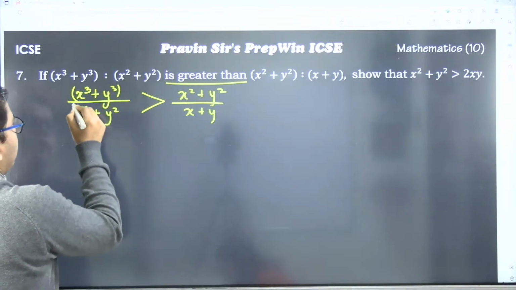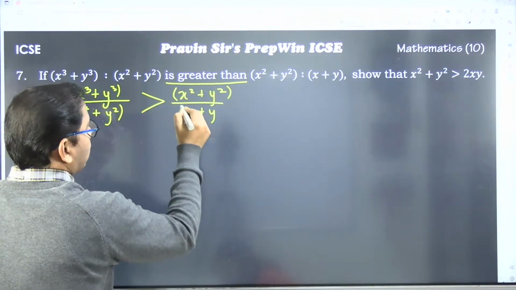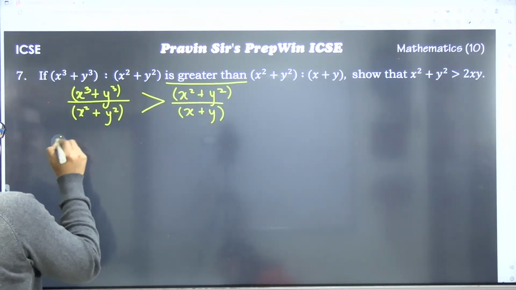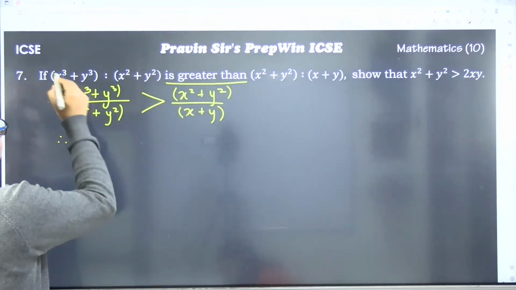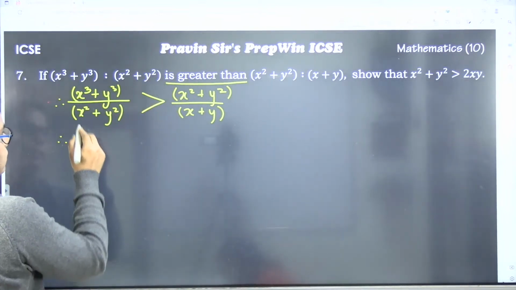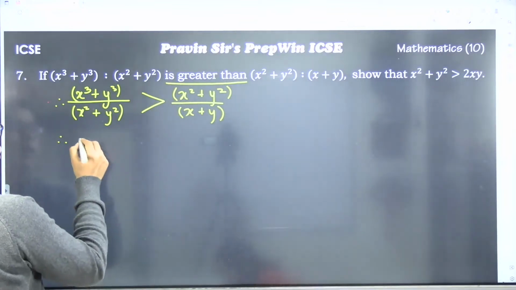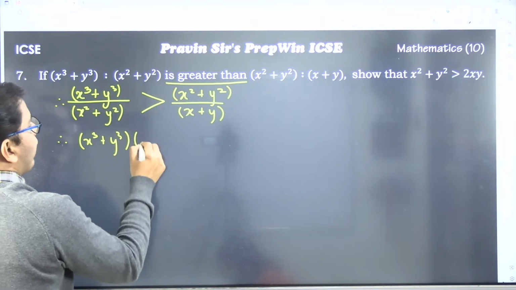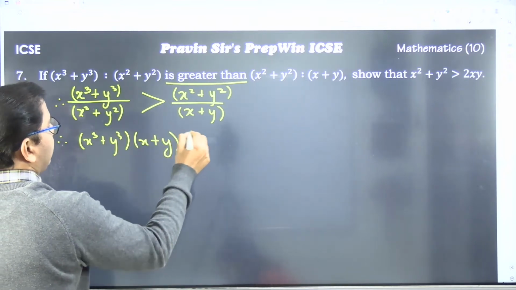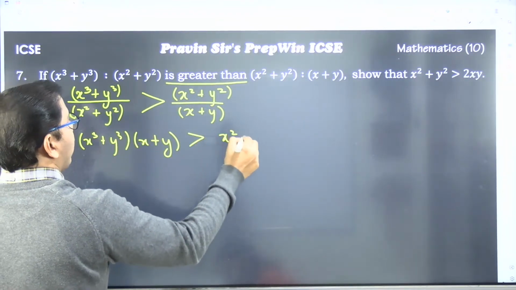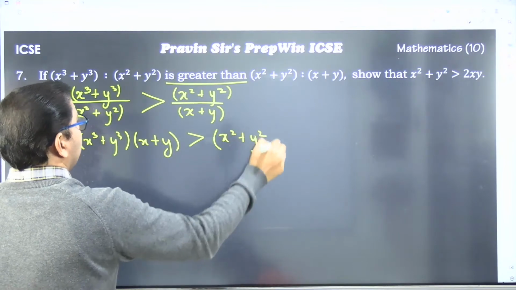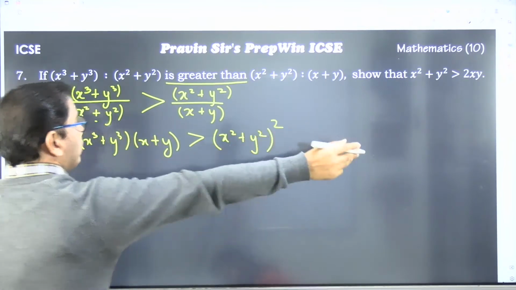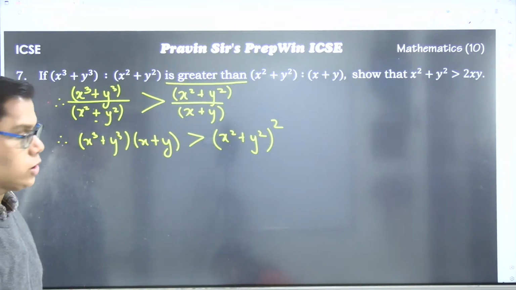Okay, दो टर्म है तो it is advisable to use a bracket. क्रॉस मल्टीप्लाई करेंगे. Start with the question. Then cross multiply, what do you get? (x cube plus y cube) into (x plus y) is greater than what? (x square plus y square) into again (x square plus y square). So I am just putting a whole square.